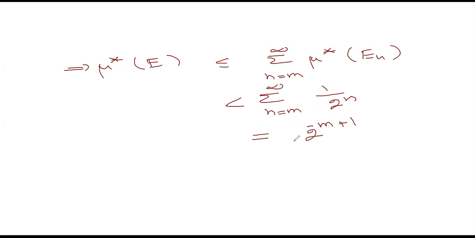So letting this m approach infinity, this will approach zero. Therefore mu star of E is equal to zero. The measure of the set E is zero, which means it is a null set. Now we will show that this f_kn will converge to f(x) outside of this E. So that will prove that f_kn converges almost everywhere to function f.